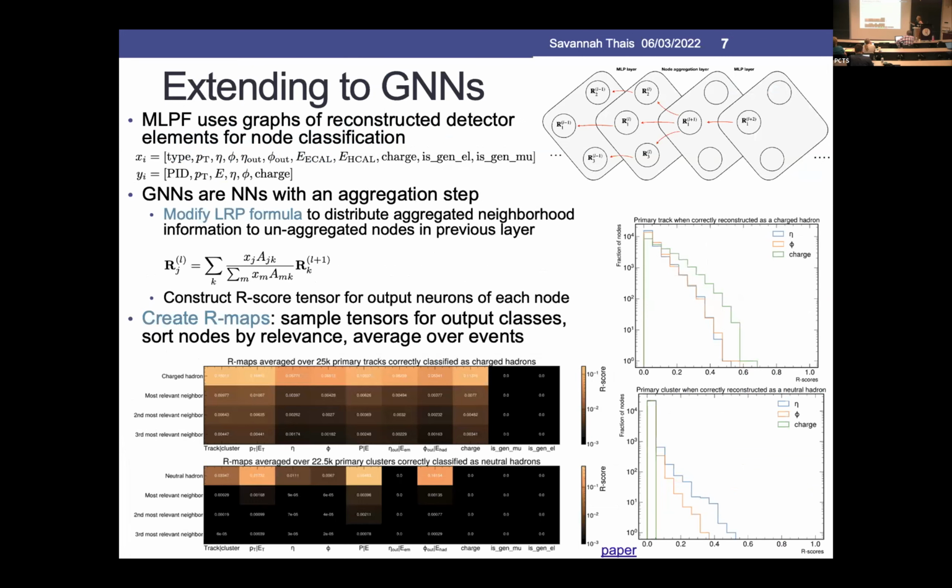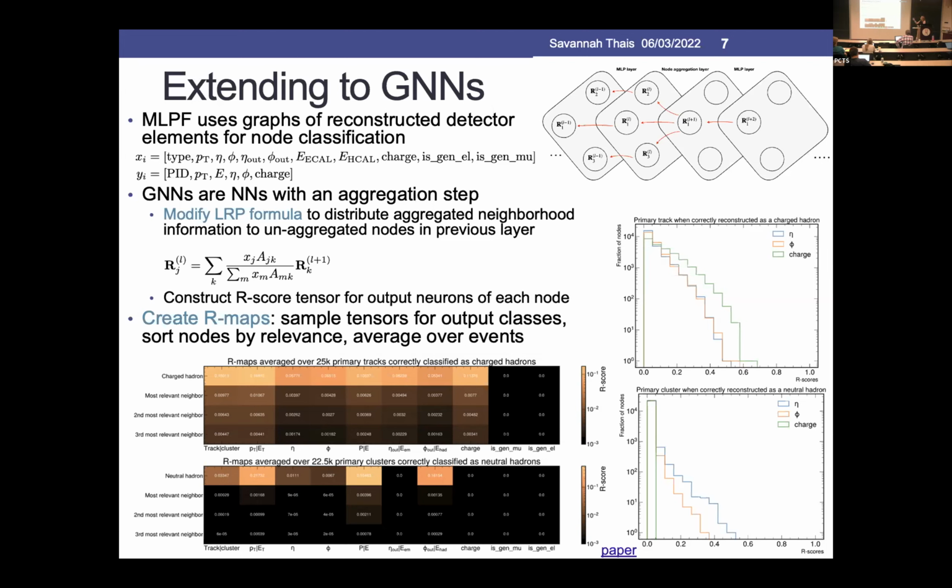But this same kind of technique has been applied to GNNs in this really interesting paper that looks at that machine learning particle flow algorithm that Javier talked about this morning and various people have talked about, where you're using graphs based on reconstructed detector elements like tracks or clusters. And there are different features to do some node classification prediction, which is typically particle ID, but can also be things like particle energy and charge.